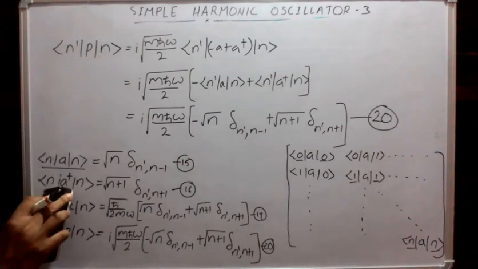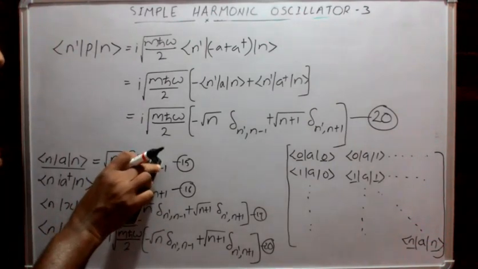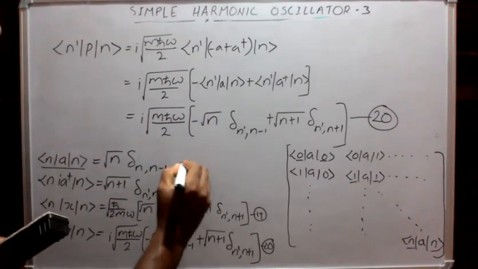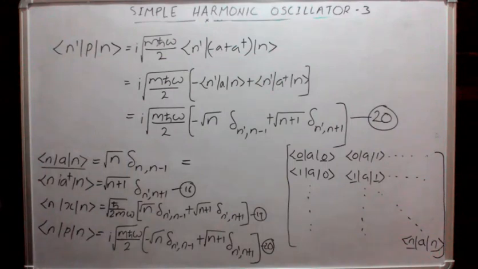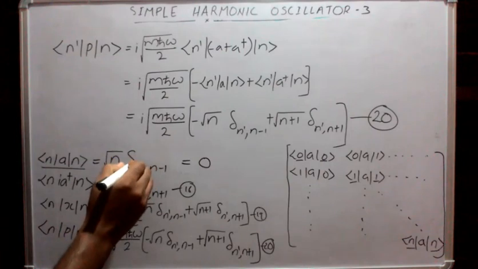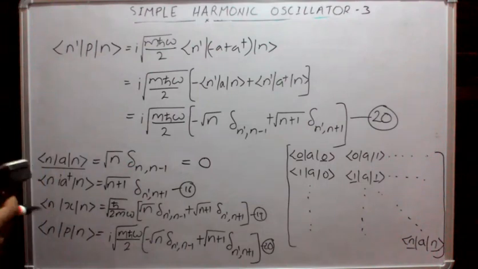Okay, n dash will be equal to n. Now n dash equal to n, that means these are all diagonal elements of different operators: a dagger, x and p. If n dash equal to n, then this n dash will become n. So that is n and this is n minus 1, so delta n, n minus 1 equal to 0. Delta, this will be under root n only when n dash equals n minus 1. So this is equal to 0.